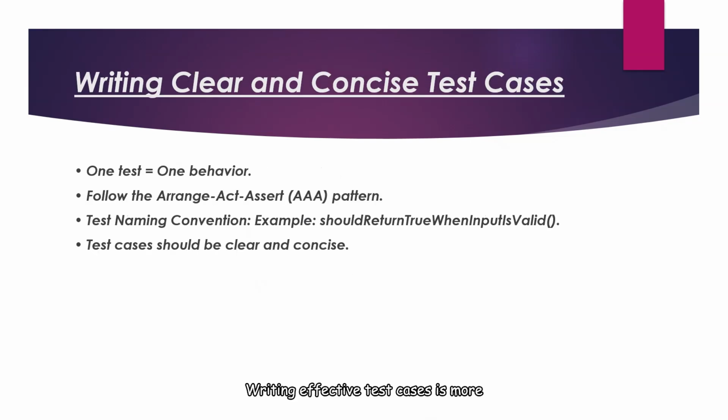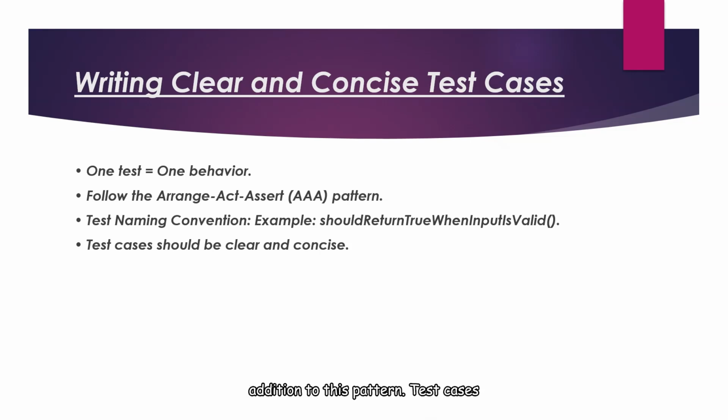Writing effective test cases is more important than just writing code that passes. It's about clarity, precision, and ensuring your tests remain maintainable as your system evolves. A widely accepted pattern for writing tests is the arrange, act, assert (AAA) pattern. Arrange. Set up all the necessary objects, variables, and states required for the test. Act. Call the method or function you want to test. Assert. Verify that the result matches your expectations, either by comparing it to a known value or checking side effects.